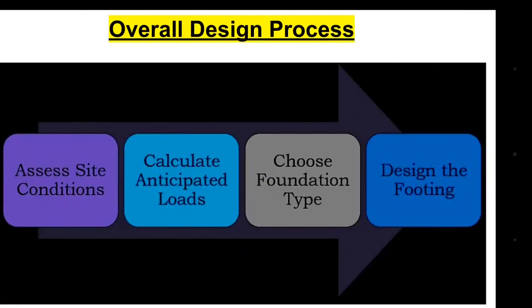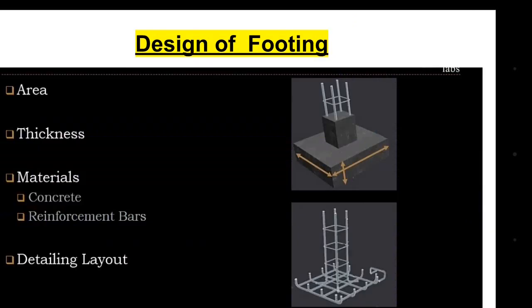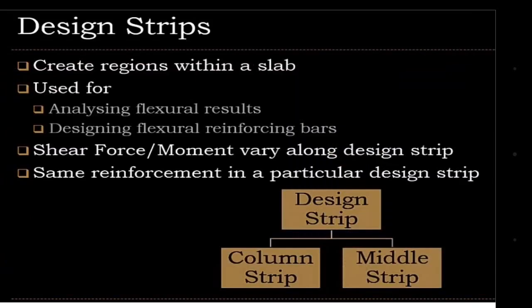Overall design process: first we assess the site condition, calculate the anticipated load, choose the foundation type, and design the footing. In the design of the footing, we calculate the area, thickness, material, and detailing layout, including the concrete and reinforcement bar.